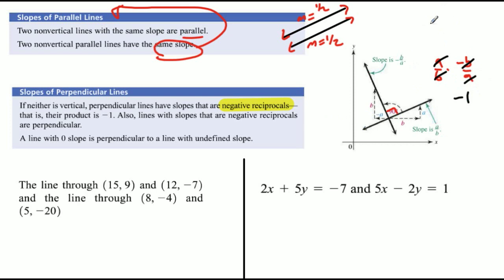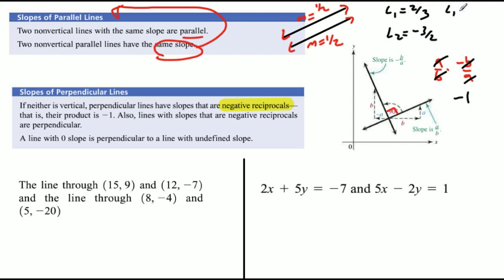So here's just some examples of negative reciprocals. Say if line 1 had a slope of 2/3, okay, then the second line, if it was perpendicular to that, would be -3/2. I think that makes sense. So you just flip it and then you do the opposite sign.